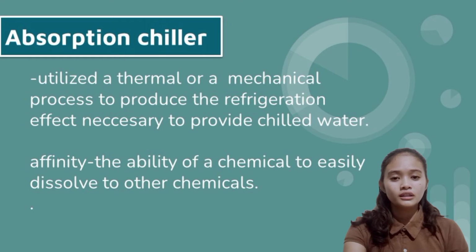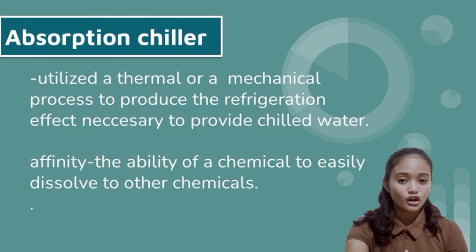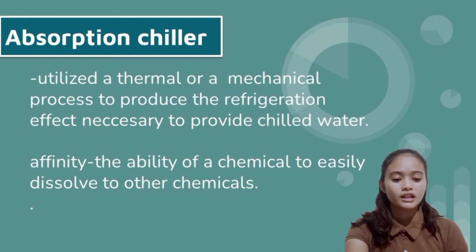So in the absorption chiller, they take advantage of a chemical property called affinity. Affinity is the ability of some chemicals to easily dissolve into other chemicals. An absorption cycle uses two fluids, right? A refrigerant and an absorbent. An example of a refrigerant and absorbent is ammonia and water, and lithium bromide and also water. So those are two examples.